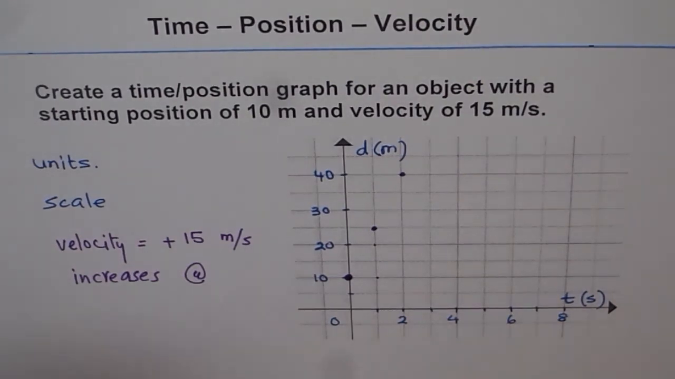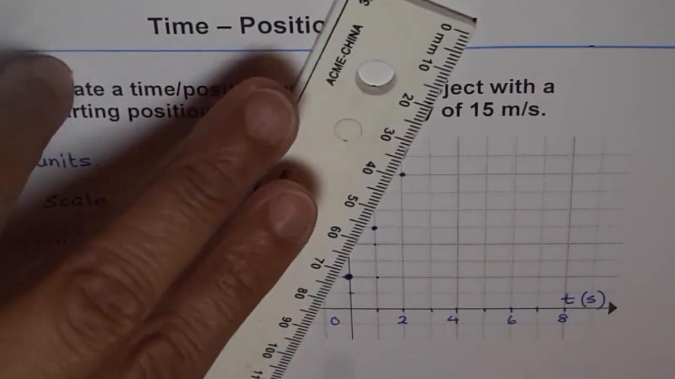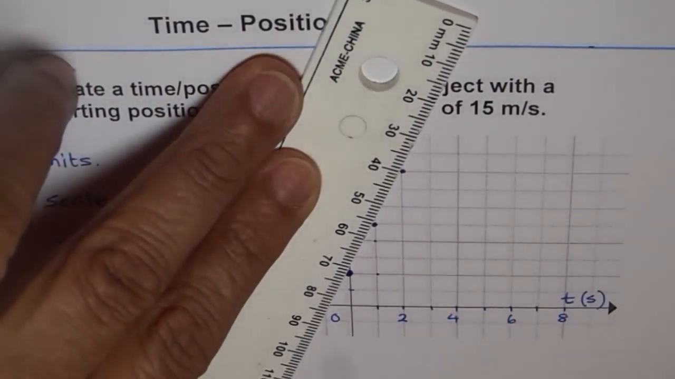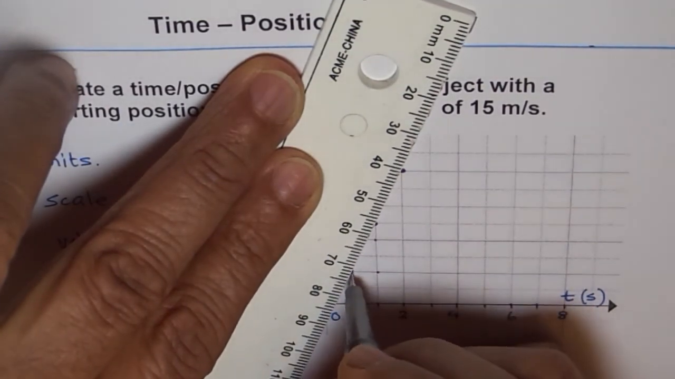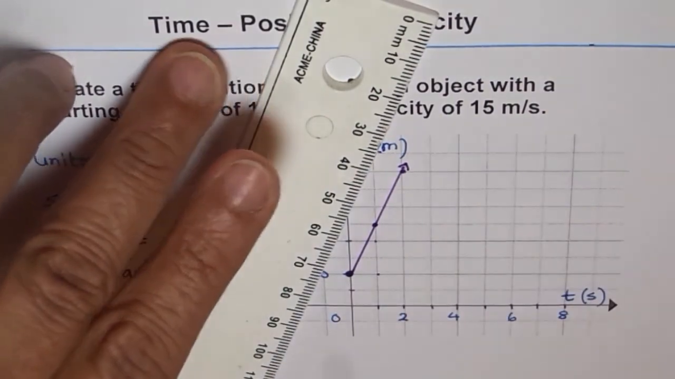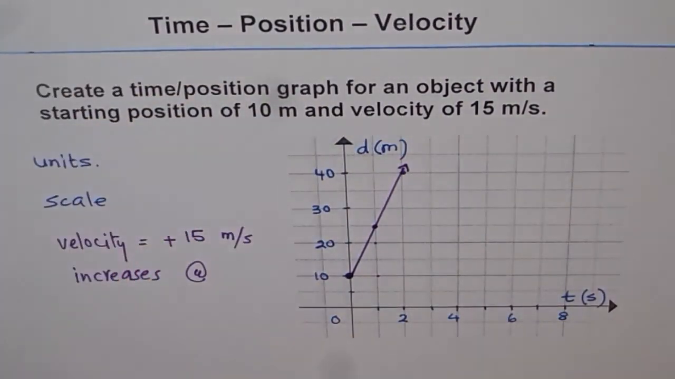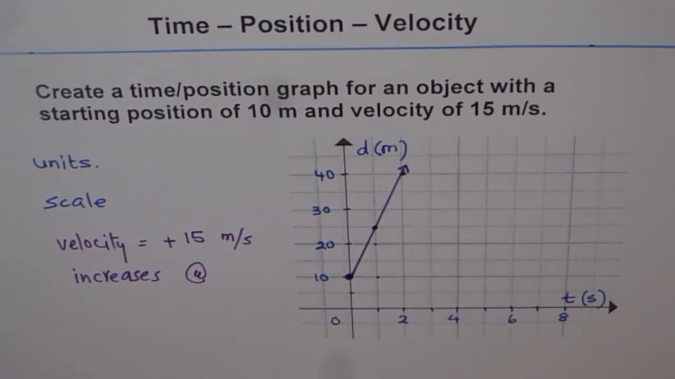Joining these points will give us the time distance graph. So let's join them. Here the three points align, and we can join them and draw an arrow at the end. That indicates a time position graph for the given situation. So that is how we are going to draw it. I hope you understand and appreciate it. Thank you.